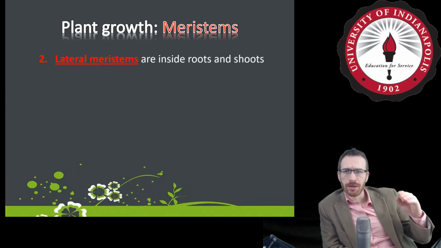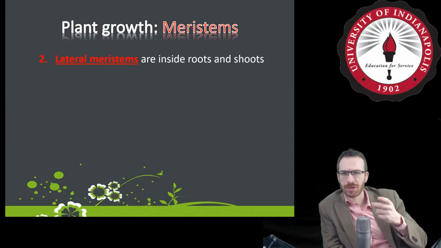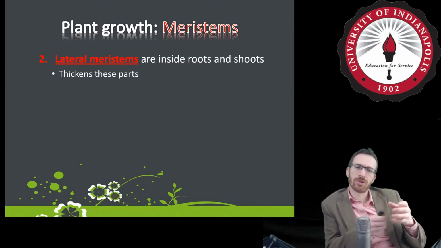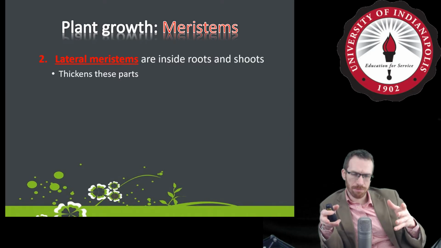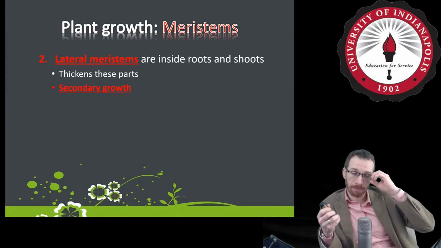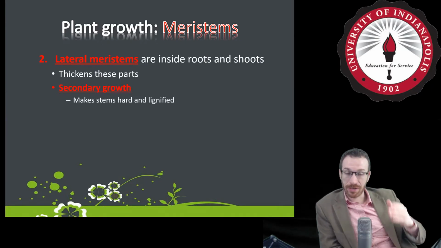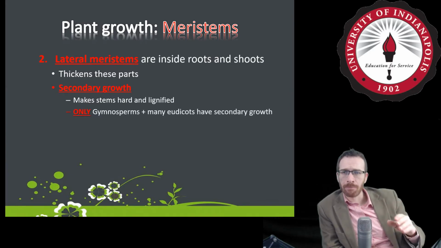So the other type of meristem are called lateral meristems, and lateral meristems are on the inside of roots and shoots and stems. And basically their job, as I mentioned before, is to make these stems and roots and things wider. This is called secondary growth. And what secondary growth does is it makes stems hard and lignified, and this only occurs in some plants.